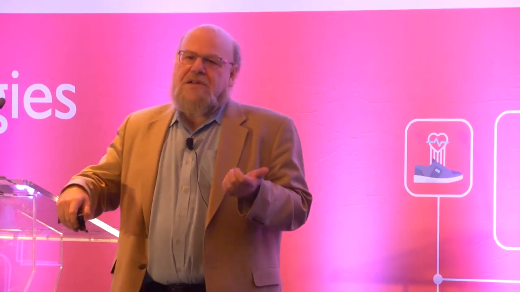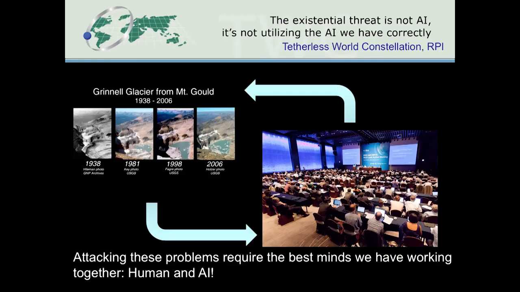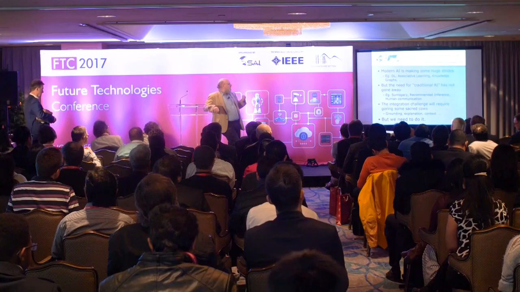So the argument I make is, essentially, the existential threat is not that AI systems are going to get so smart that they're going to wipe us out. The existential threat is we're not going to use them appropriately. We're either going to build them to do things that would be better not to use machines for, or we're not going to use them in problem-solving situations where we must put together what humans are good at, that kind of judgment in context, and what computers are good at, that very fine and very deep knowledge of very specific things.